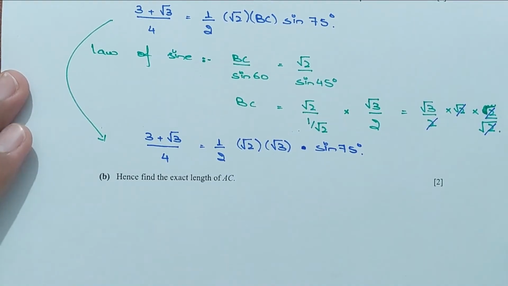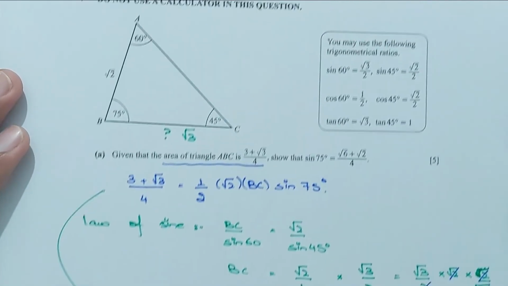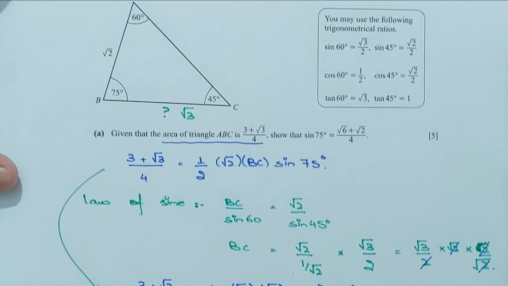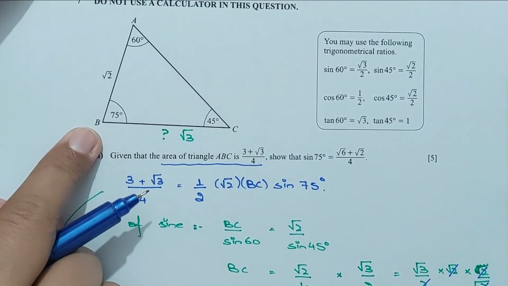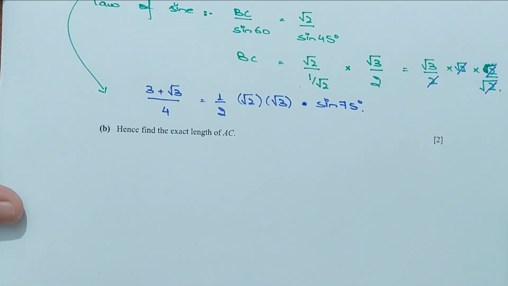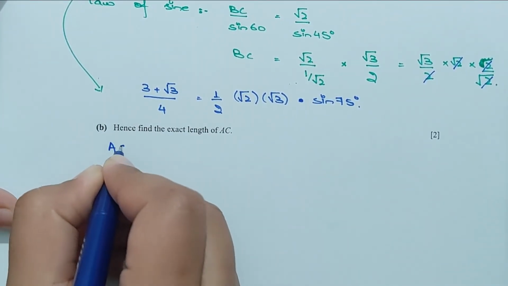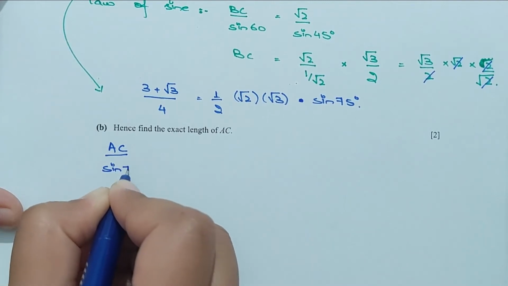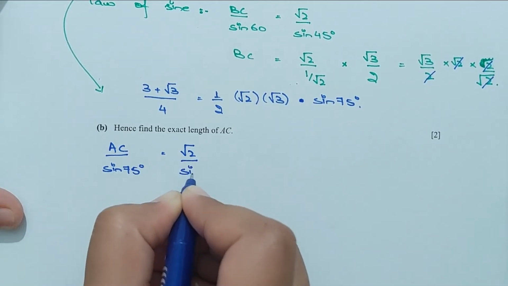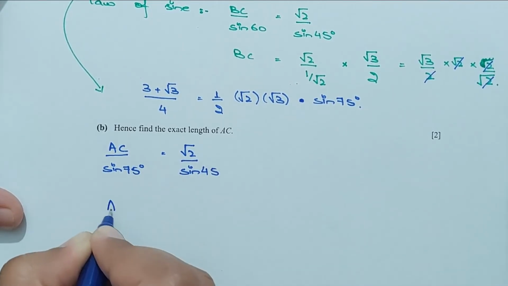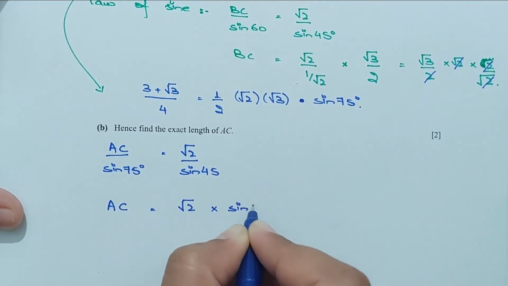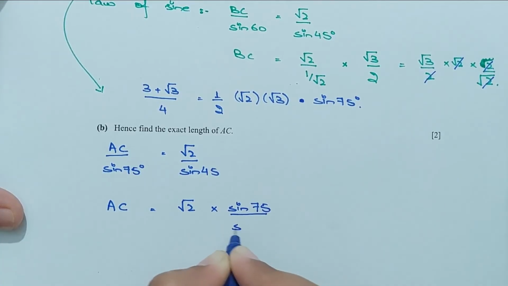Now for part B, hence find the exact length of AC. The exact length of AC we have to find, right? Let me apply law of sine over here, right? AC over sine 75 and square root of 2 over sine 45, right? So we can say AC over sine 45 equals to root 2 over sine 45. So what is AC? AC is root 2 times sine 75 over sine 45.